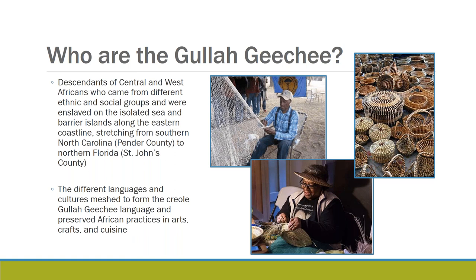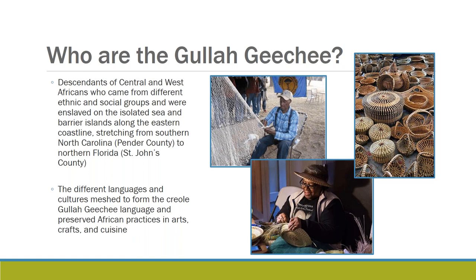And so who are the Gullah Geechee? If you're not from the Southeast or live here, you may not be as familiar with this group of folks. So the Gullah Geechee are descendants of the African slaves brought to North America in the 1700s and 1800s. They descend from a diverse group of African countries and cultures. And over time, the different languages and cultures mesh to form a distinctive Gullah Geechee language.